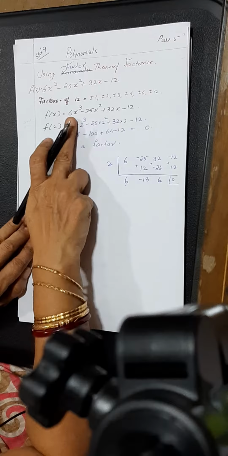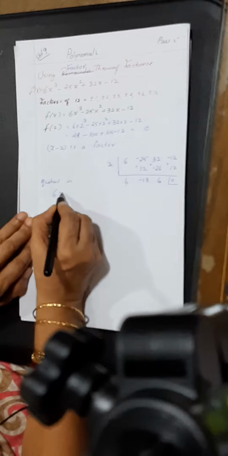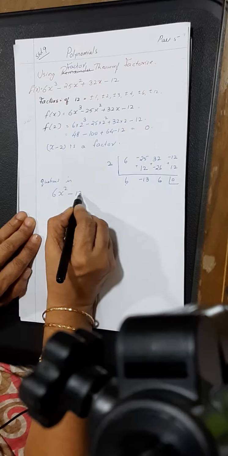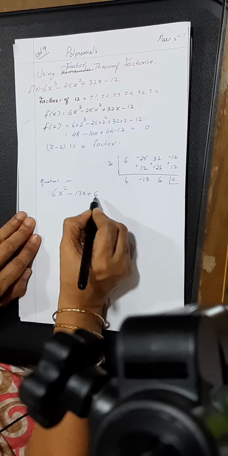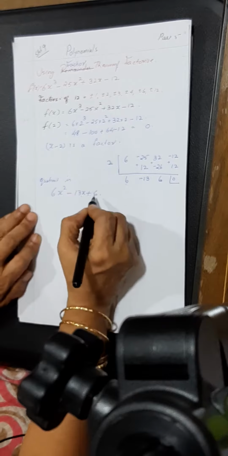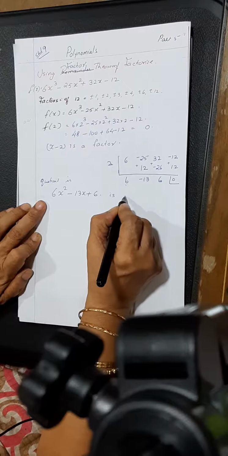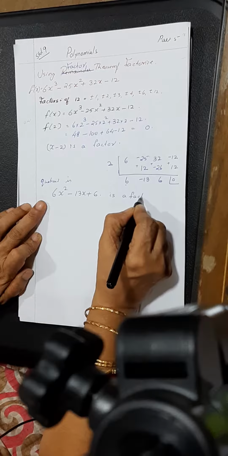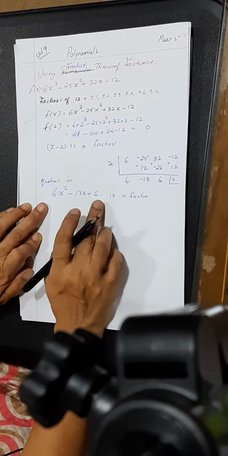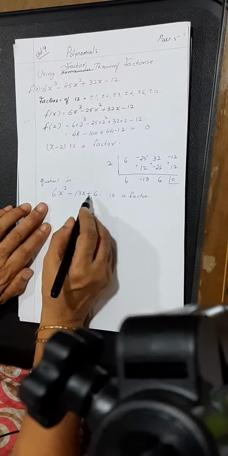Now it is x cube, so this will be x squared: 6x squared minus 13x plus 6. So this is a factor. Now we can factorize it using splitting of middle terms.